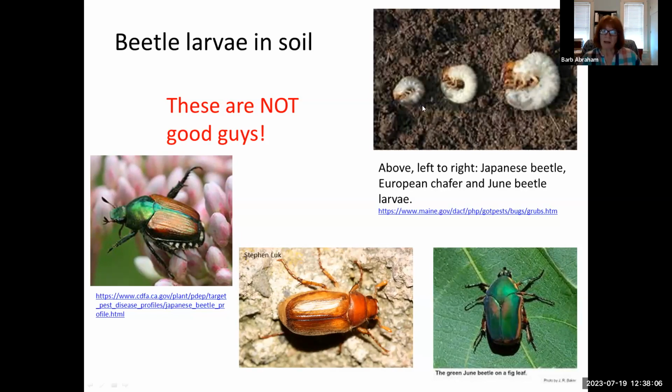But at any rate, these guys will eat plant roots. So these are not good guys. And everybody knows that the adult Japanese beetles will eat your roses and other plants. And I'm sure these guys are doing exactly the same thing. I wanted to show you this particular picture of a June beetle for two reasons.